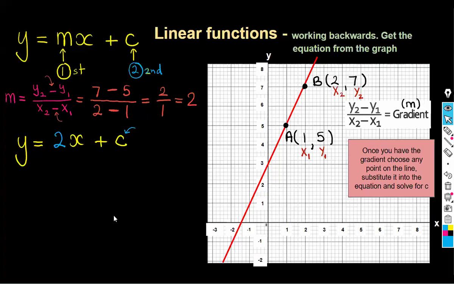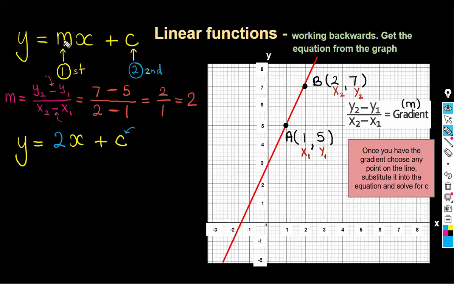And I have the instructions on how to find c there. You'll see it in pink, right? To find c, once you have the gradient, choose any point on a line and substitute it into this equation to find c. Let me make that simpler for you.